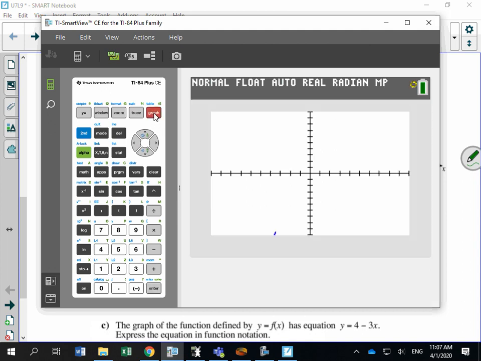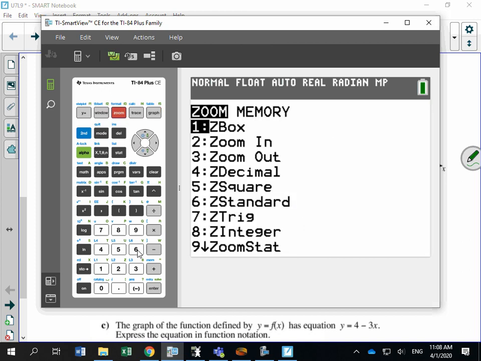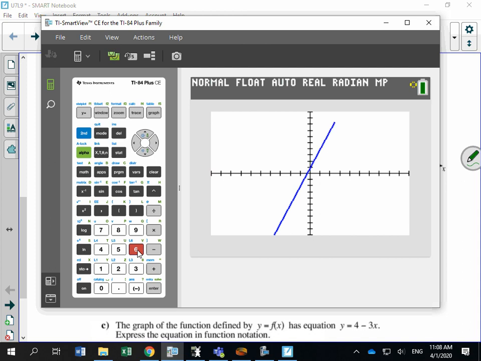Here's my graph. If your window looks slightly different than this, this is what our default window is, and it's a 10 by 10 window. So the x value goes up to 10 here, the y value goes up to 10. So if your window looks different, you always could just hit zoom 6, which would send you back to the 10 by 10 window. Now, in order to do a nice graph, we should plot some values.